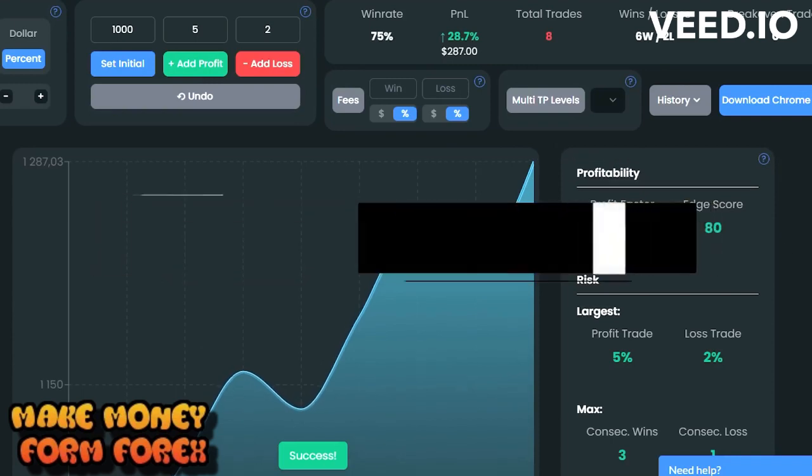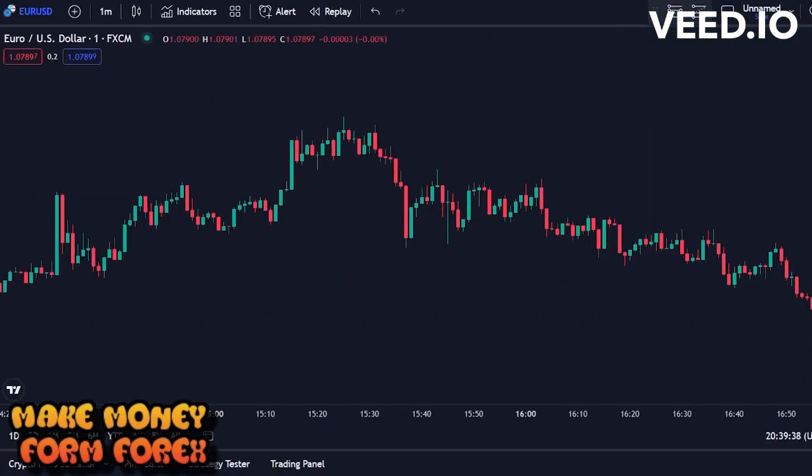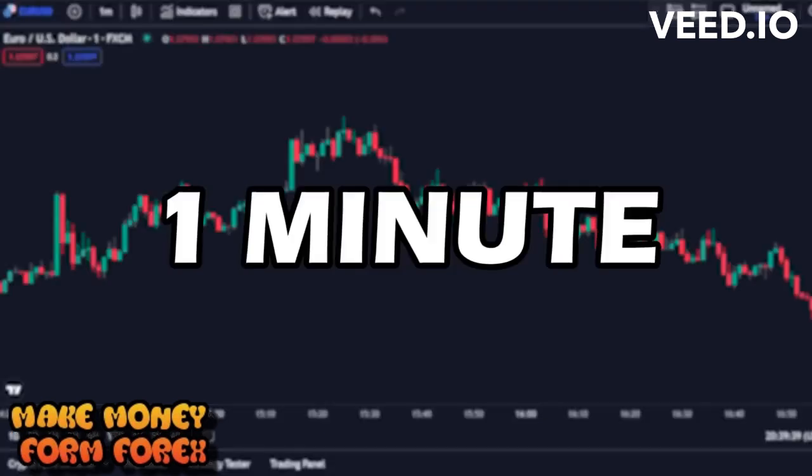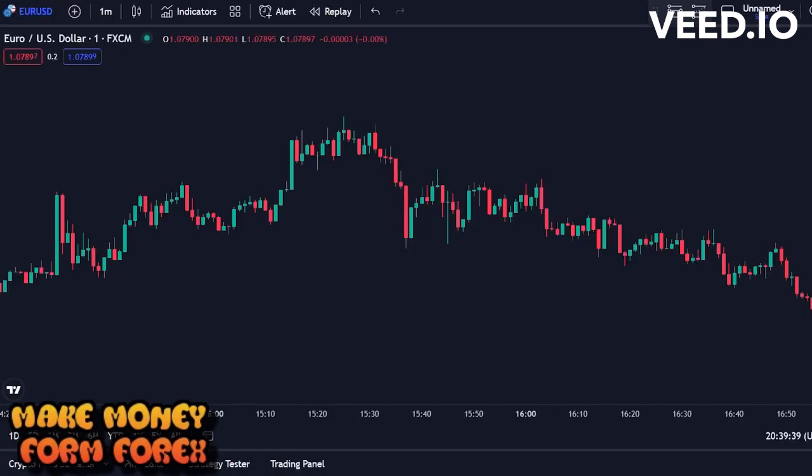Without any further ado, let's get into it. First thing you want to do is open TradingView and select what pair you want to trade. This strategy will work on any pair, so just choose whichever one you like. Next, select the time frame. I recommend the 1-minute time frame because that's where I've gotten the best results.